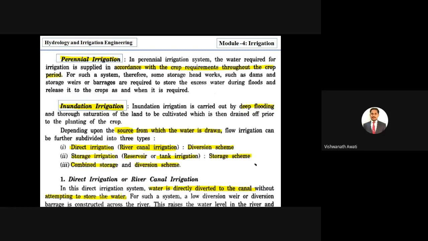For such a system, a low diversion weir or diversion barrage is constructed across the river. For this, what do we require? A low diversion weir or diversion barrage is required across the river. This raises the water level in the river. So what is the purpose of providing the diversion weir? It is to raise the water level in the river, and after raising the water level, the water can easily flow by gravity. That's why the construction of diversion work is required.